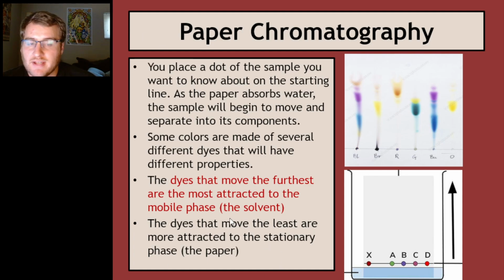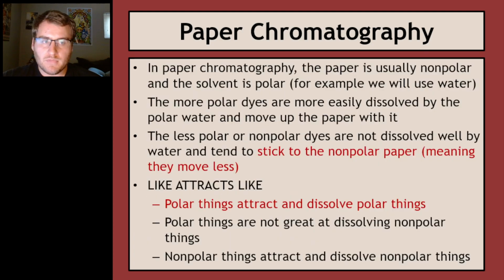So your mobile phase, the one that's moving, if the dyes move with it, that means they're attracted to it. So if your mobile phase is nonpolar, that means they're nonpolar because nonpolar things are attracted to nonpolar things, right? If your mobile phase is polar, the things that move with it most are the most polar because they're the most attracted to it. So whichever things move the most with your solvent are most attracted to it. In paper chromatography, the paper is usually nonpolar and the solvent is usually polar, but you can flip it around.